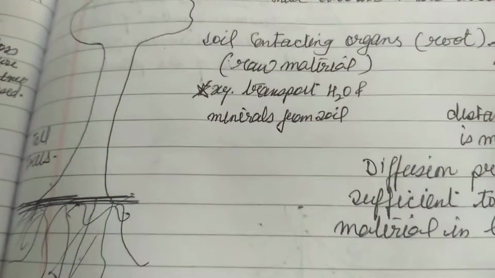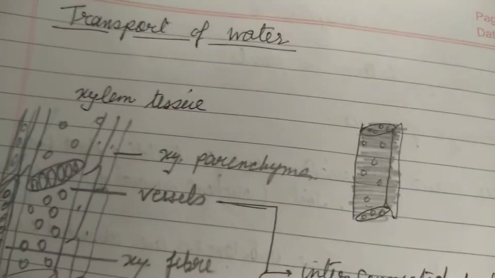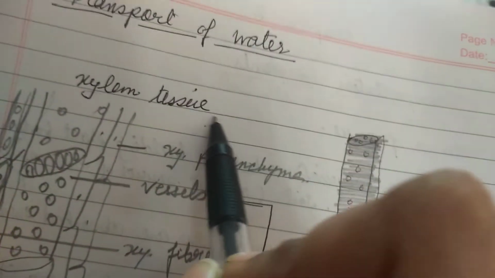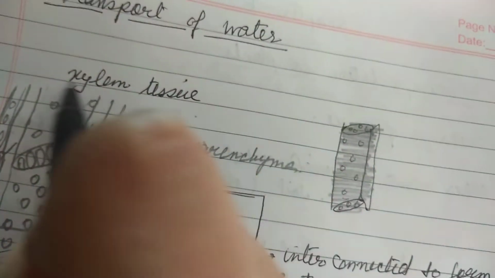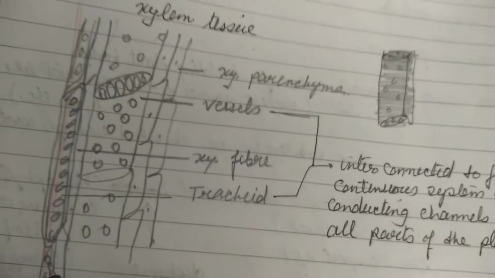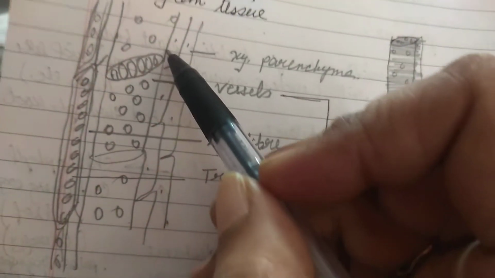Here we'll do the transportation of water. So how do they do it? Clear? So for transportation of water, how do plants transport water? We know that xylem tissue is the main tissue for transportation of water. Through the xylem tissue, water is transported to different parts of the plant. Okay? And we have studied the structure of xylem tissue. So in the xylem tissue, there are vessels.